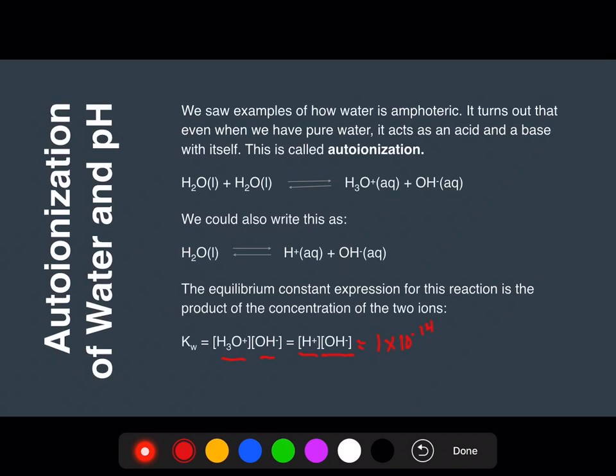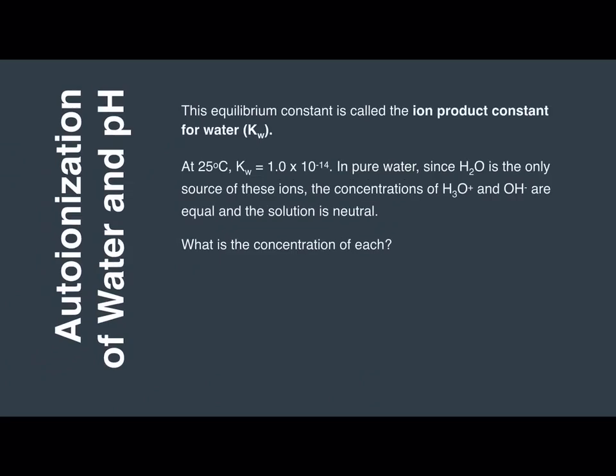This is also, if you're paying attention to the exponents, where we end up with the pH scale numbers. It's a 1 through 14 scale. Neutral is 7, which each of these would have to be 1 times 10 to the negative 7th in a neutral solution. So that's how we get those numbers. Since water is the only source of the ions, the concentrations of hydronium and hydroxide are equal and neutral when they are equal. So that is the ion product constant, and we call it Kw.